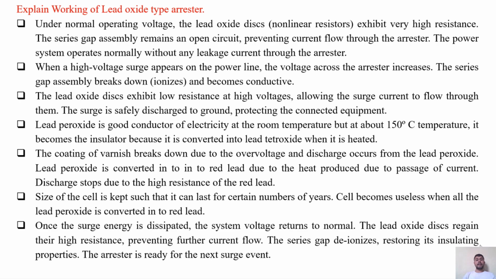The size of the cell is kept such that it can last for a certain number of years. The cell becomes useless when all the lead peroxide is converted into red lead.